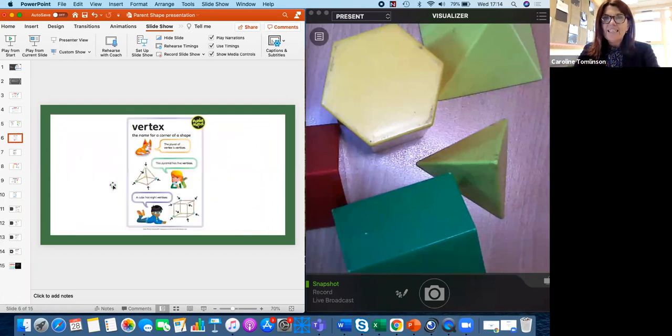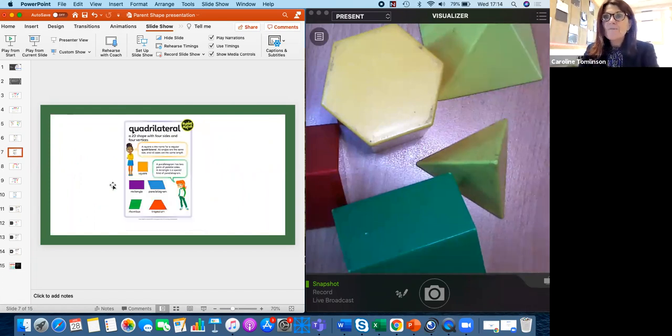So vertex, and this is a poster that you might want to use. There is some key information. The plural of vertex is vertices, and because we're often talking about shapes that have more than 1 vertex, we refer to them as vertices. A cube has 8 vertices. Quadrilateral: a shape that's got 4 sides, and they don't need to be equal. So you can see the names of all the shapes: parallelogram, rhombus, and trapezium, there on my poster that I've given you.